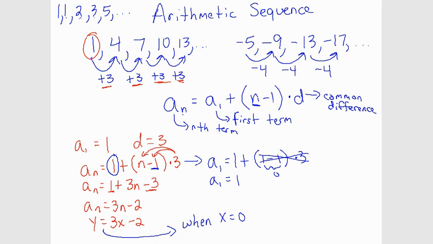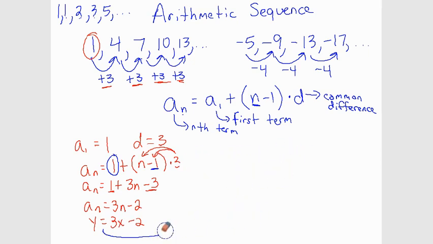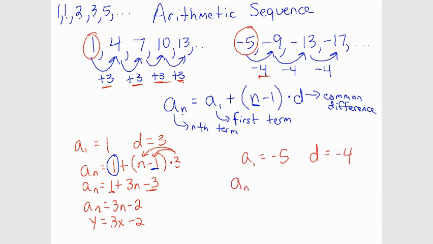So let's go ahead and look at, and I'll clean a little bit of this up, let's go ahead and look at the formula for our other sequence. A sub 1 would equal our -5 here. D we identified to be -4. And there's a couple ways we can write this. So using the formula in its rudimentary sense, I'll say -5 plus the quantity n minus 1 times -4.